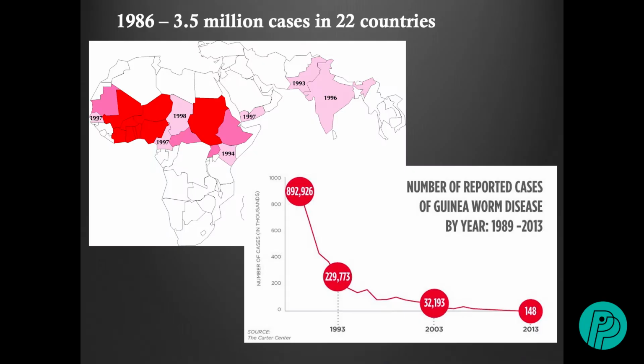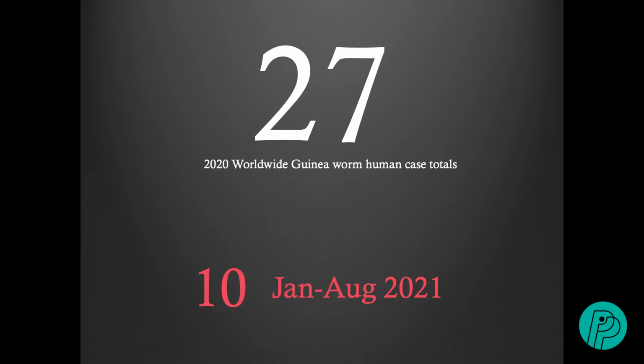So this campaign has been extremely successful. In 1986, when it was begun, there were 22 countries with endemic transmission of guinea worm, and there were about 3.5 million cases a year. Those numbers have steadily dropped over time to just 27 human cases in 2020. And then this year, up until August, there have only been 10 human cases, which is fantastic news.